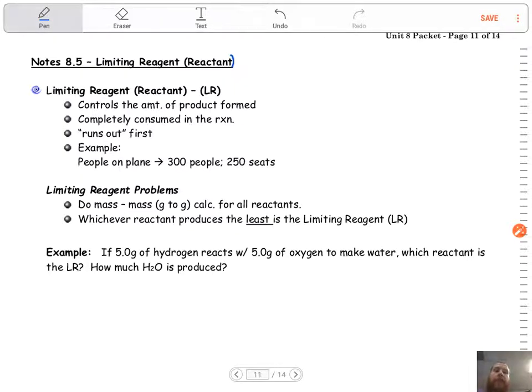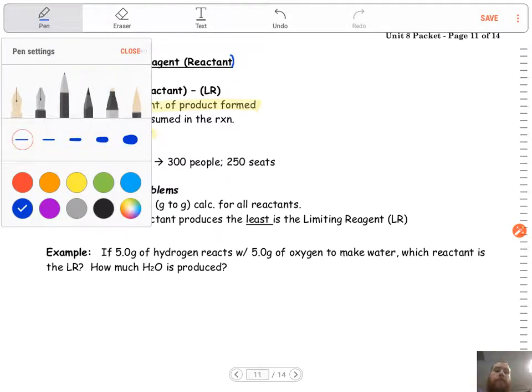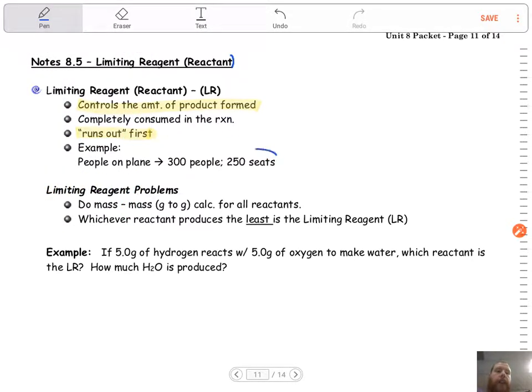The limiting reagent is what will determine how much of a product is formed. It controls the amount of product formed because it gets completely used up or consumed in the reaction. The way that you should remember this is that it runs out first. For example, people on a plane. Let's say you have 300 people trying to board a plane. The plane has 250 seats. Which is going to run out first? Pretty easy. That would be the number of seats. That would be our limiting reactant or limiting reagent because they're going to run out before the people are all in the seats. That's essentially what we're looking at here with a limiting reagent or limiting reactant problem.